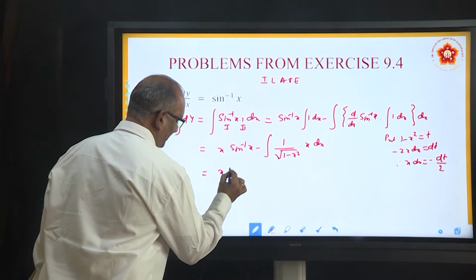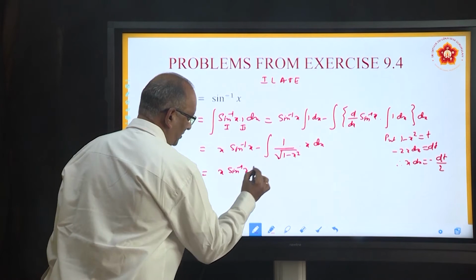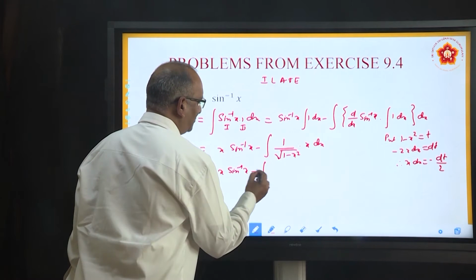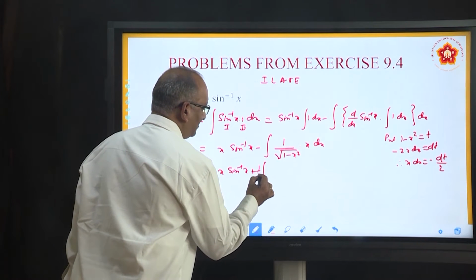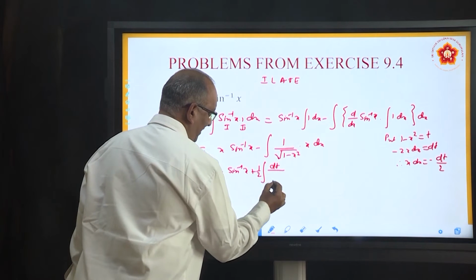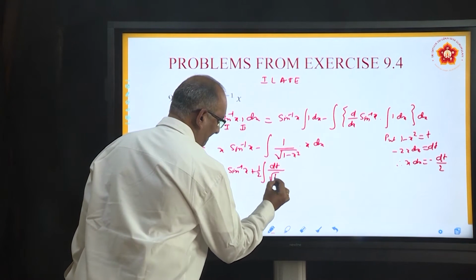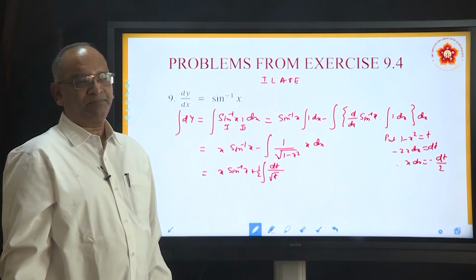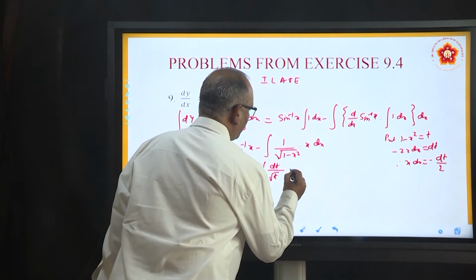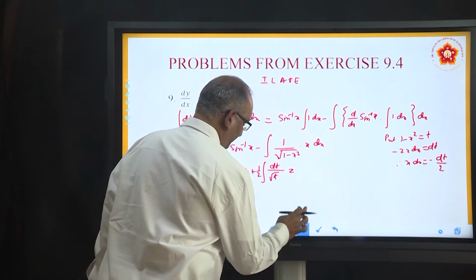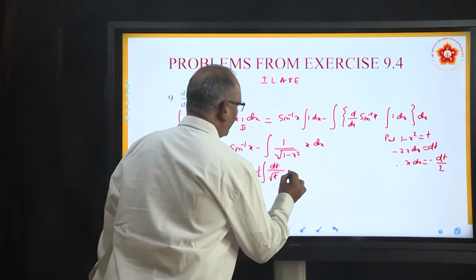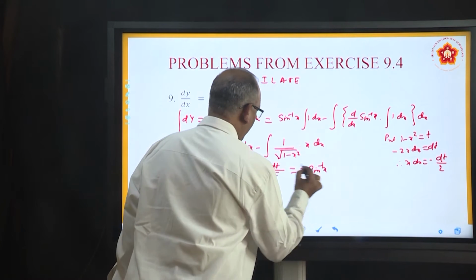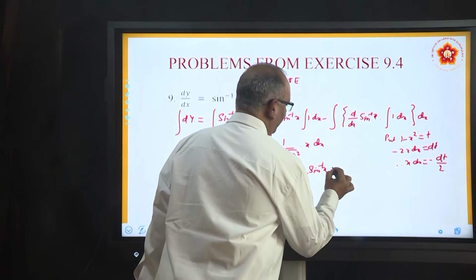So, you have x sin inverse x minus integral of x dx became minus dt by 2, minus of minus it will become plus 1 by 2 dt by under root of t. What is integral of 1 by root t? This will become x sin inverse x. We are trying to integrate this, so it will be 1 by 2.